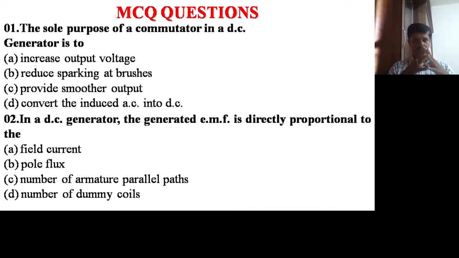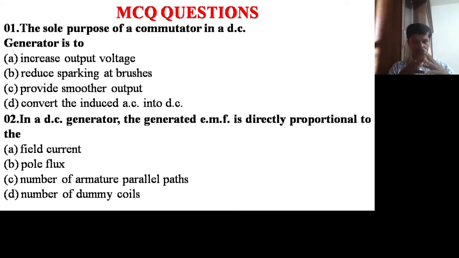So let us discuss some multiple choice questions regarding the construction of a DC generator. Students, please answer the questions. The sole purpose of a commutator in a DC generator is to. So we know that commutator is nothing but what? Mechanical rectifier. What is its function? It will convert AC to DC. So therefore the answer will be D. Convert the induced AC into DC.